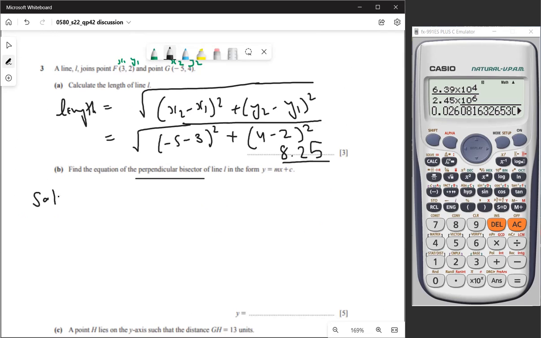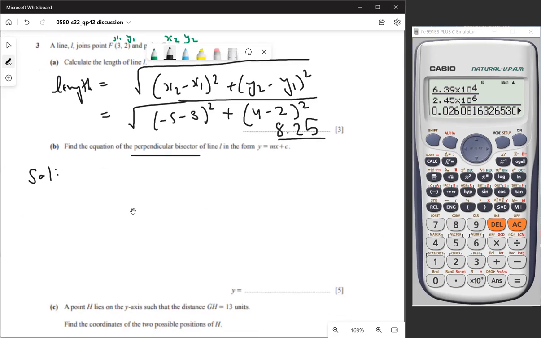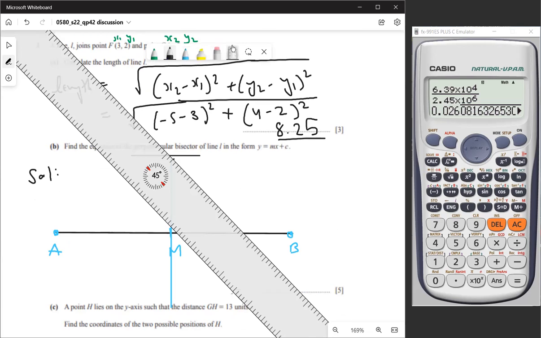Next up, we have the perpendicular bisector. A perpendicular bisector looks something like this. When you have a line like this, let's say points A and B, you will draw an arc. Take the midpoint M. Okay, and this is the perpendicular bisector. Just a second.